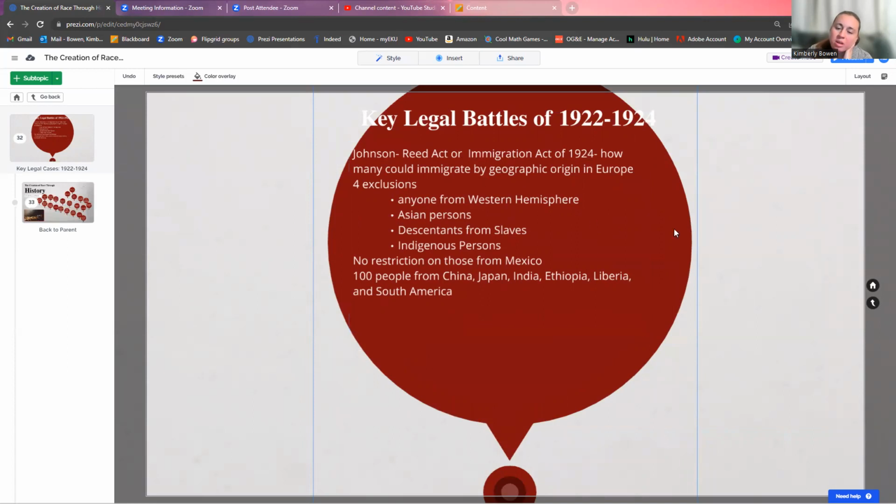How many immigrants by geographic region in Europe? And there were four exclusions. Essentially, anyone from the Western Hemisphere could not immigrate. Asian persons could not. Descendants of slaves could not. And indigenous persons could not be considered immigrants or considered citizens. There were no restrictions on anyone from Mexico, and only 100 people were allowed from China, Japan, India, Ethiopia, Liberia, and South America combined. So that's a very low number of people considering how many were immigrating at this period in time.